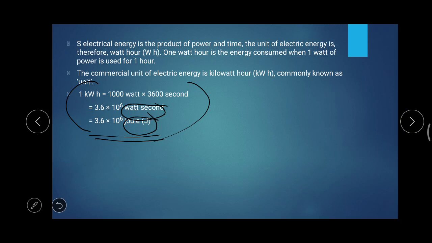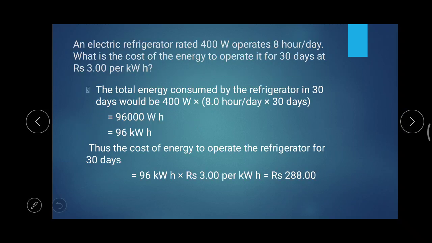Remember this one and the derivation also. You just have to convert the kilowatt into watt and hour into second, watt second. So you will obtain the value of kilowatt hour in joule. Okay. So one example is given. It's an important one.